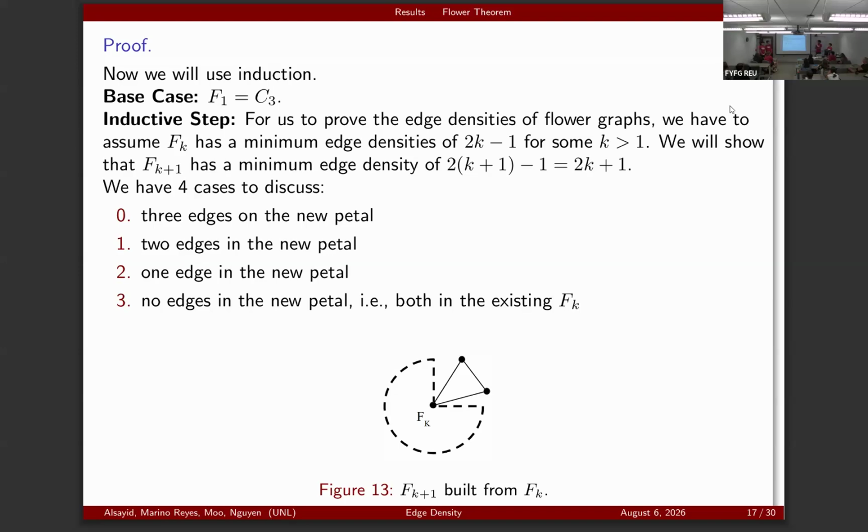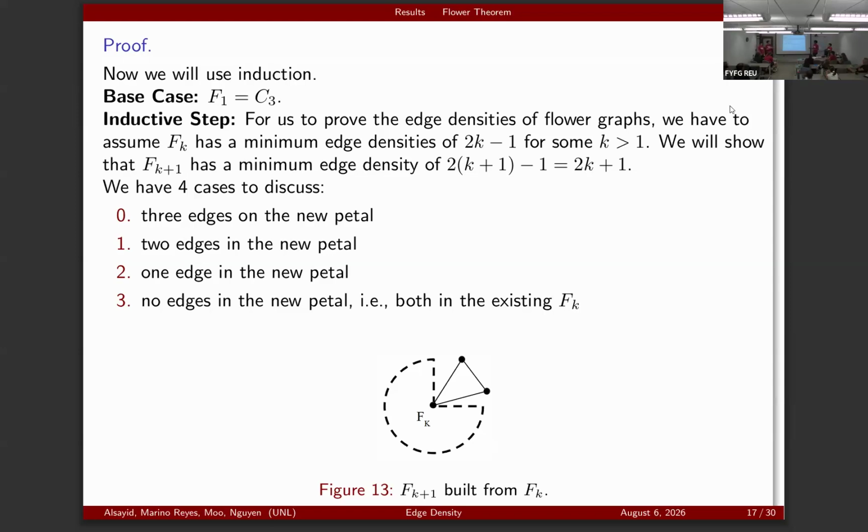And so basically, when we add 1 petal, we add only 3 new edges. So in any 2k plus 1 edge subgraph of f of k plus 1, built from f of k, at least 2k minus 2 edges must come from the original f of k graph. Since the edge density value increases by 2, those extra edges can be placed in 4 ways.